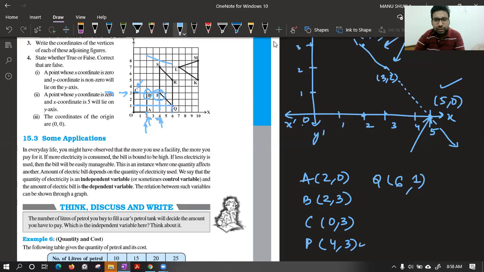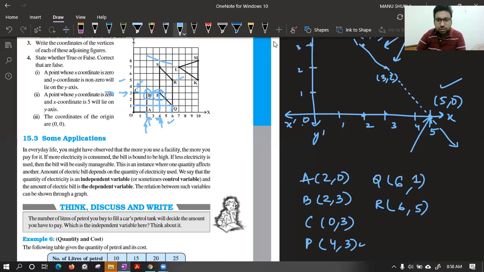Now, Saurabh, you tell me point R. Good Smriti, good Ananya, Hiteshri. Now tell me for R. Point R, vertical line is going to 6 only and horizontal is going to 5. So it is 6 comma 5.